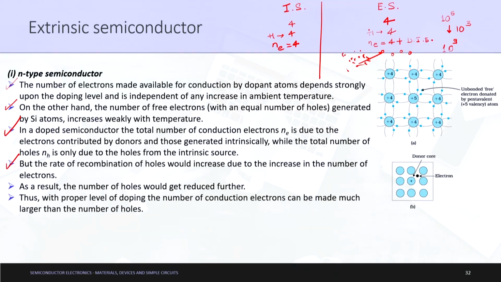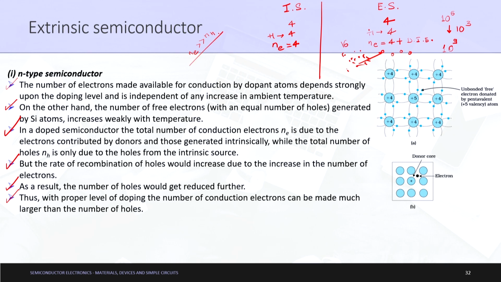So, this is how I explained recombination also. The rate of recombination of holes would increase due to the increase in the number of electrons. As a result, the number of holes would get reduced further, quite evident, because if there are, let us say, 16 electrons and only 4 holes, then there would come a time in which all 4 holes are utilized by the electrons. Thus, with proper level of doping, the number of conduction electrons, that is Ne, can be made much larger than the number of holes. So, there can be a condition, that is Ne is greater than NH.